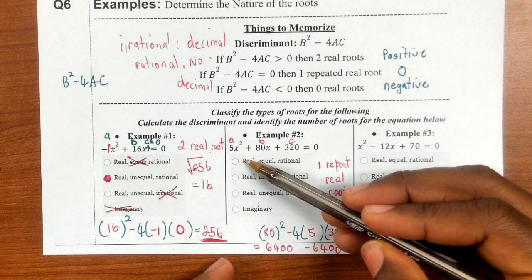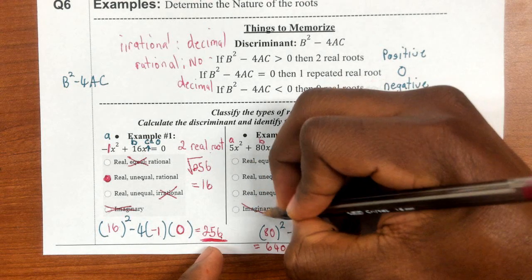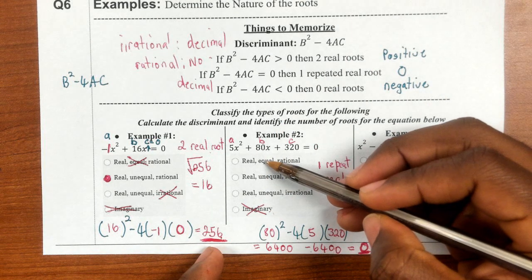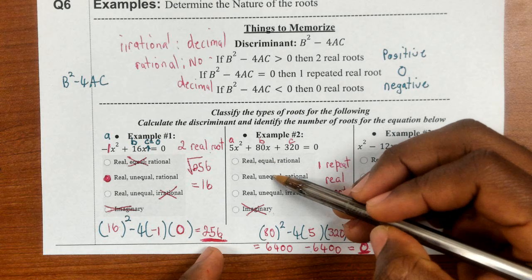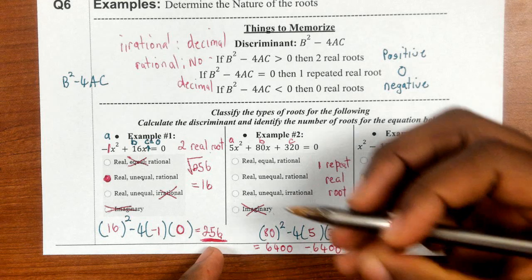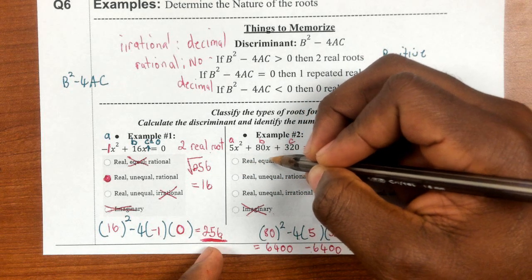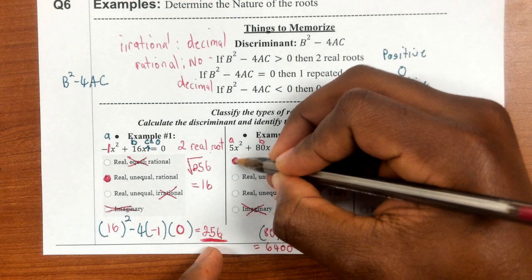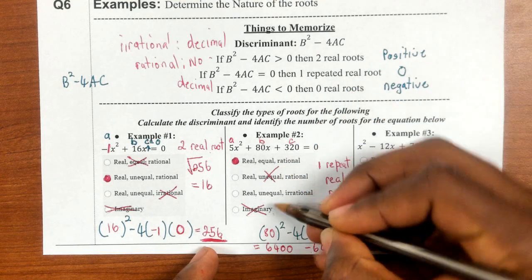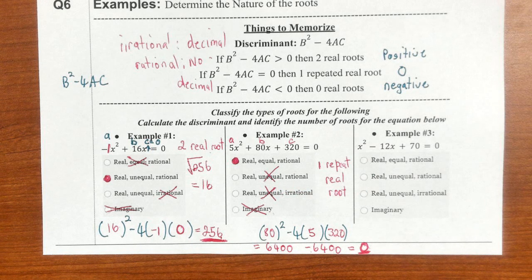First things first, is it real or is it imaginary? It's real. So the imaginary one is gone. Okay? Now we're going to figure out if it's equal to 0 or if it's unequal to 0. Is 0 equal to 0? Yes. So because it's real and it's equal, and this is the only one that says equal, this would be my answer. This is wrong because it says unequal. This is wrong because it says unequal. Alright? And that is it.